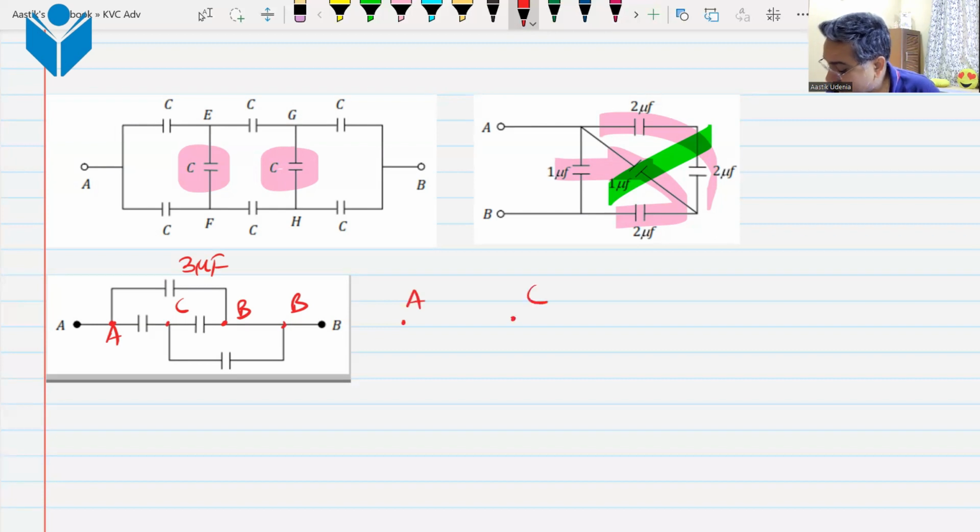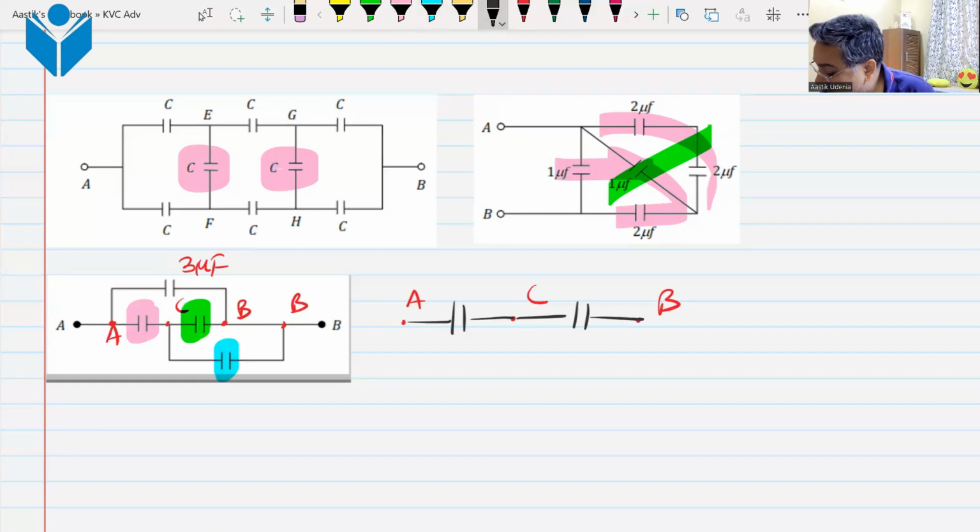Between A and C, how many capacitors are connected? 1, yes or no? Yes, sir. So you can connect one over here. You can connect one over here. This one is gone. Between C and B, how many are connected? This green one and this blue one. Yes or no? 2 are connected. Yes, sir. 3 and 3 are in parallel, so we can put 3 by 2 in series. Yes or no? Yes, sir. Are we able to understand what I'm saying? Yes, sir.